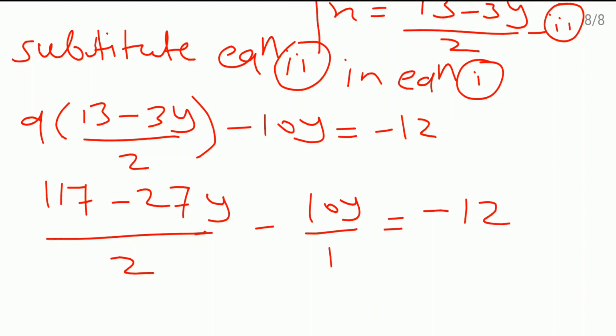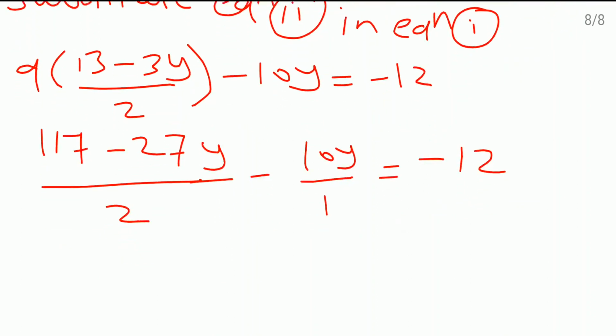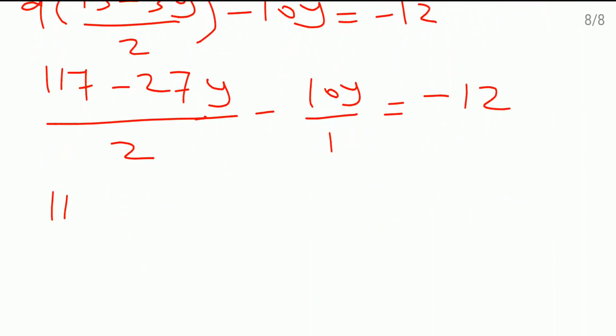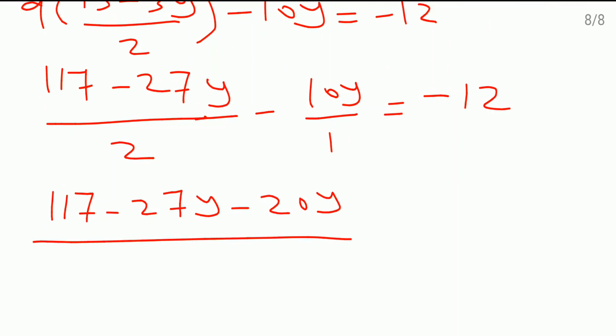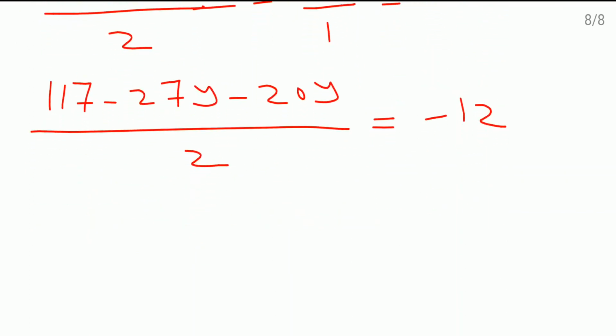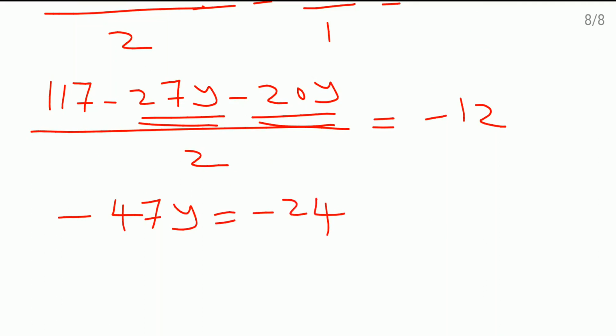Now once again we need to do the LCM here. So here 117 minus 27y minus 20y divided by 2 here, which is equal to minus 12. See here, minus 27y, this one, and minus 20y. It is nothing but minus 47y. This 2 will go that side to multiply, so it will become what? Minus 24. And this 117 which is plus here, it will go that side, it will become negative, minus 117.